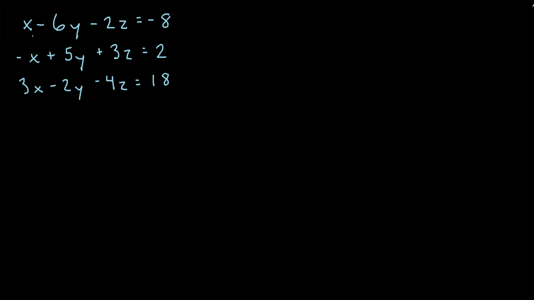If we look at our first equation here, we can see that we can solve for x very easily by moving this negative 6y and negative 2z to the right-hand side of the equation. So let's do that. We get x is equal to positive 6y plus 2z minus 8. Now that we have solved for x, we can plug this into both of these equations for x.